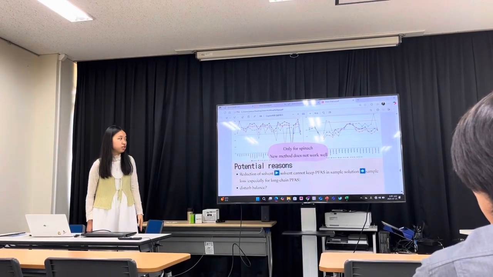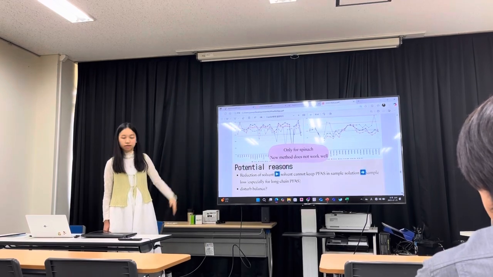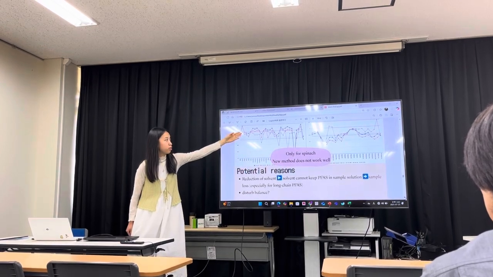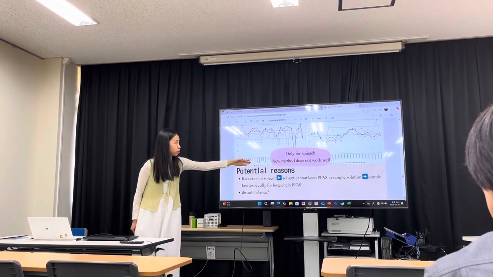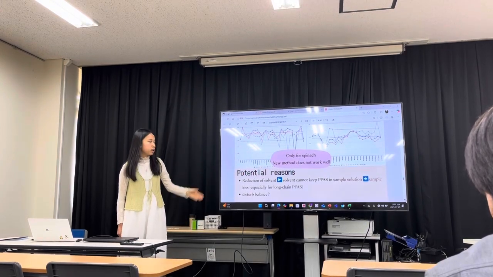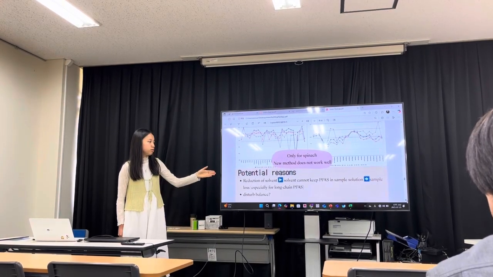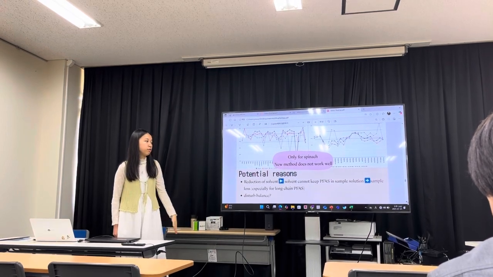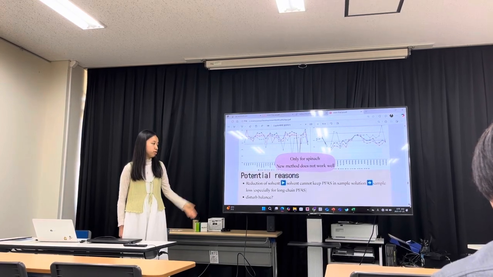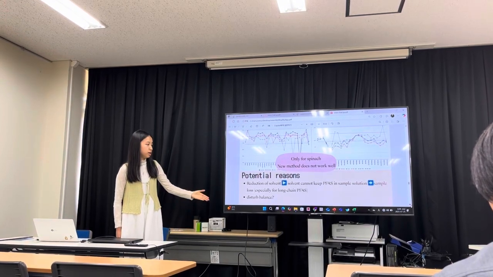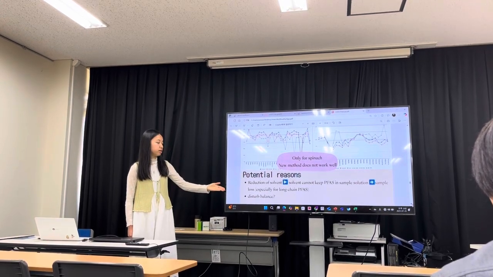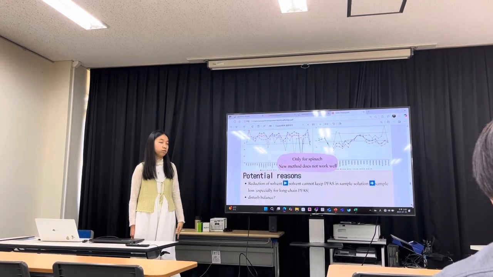Actually, only for spinach, the new method doesn't really work well, because you can see for the old method it is more within the range, and for the new one it's already out of the range. Also for that graph, I think the potential reason is that reduction of the solvent may make the solvent can't keep PFAS in the sample, and may have some sample loss, especially for long chain PFAS. And maybe because we already struck a balance for the old method, the new method doesn't really fit on it, and it will disturb the balance.